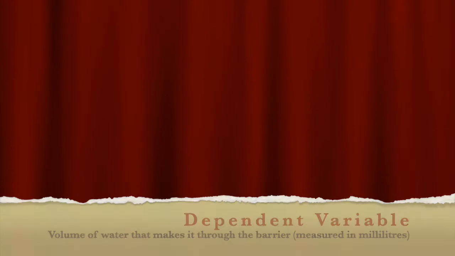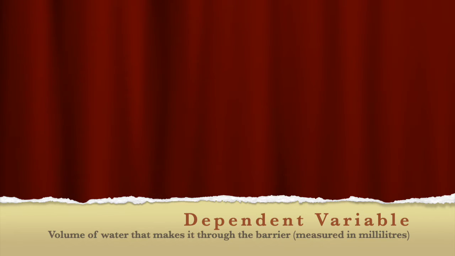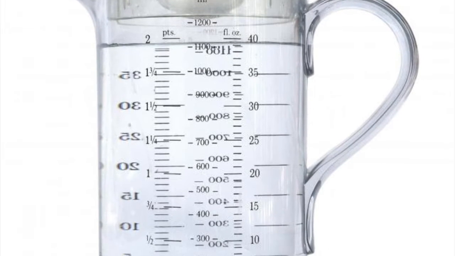The dependent variable in this investigation, or the variable which the scientist is trying to investigate, is the volume of water that makes it through the barrier. This should be collected and measured in milliliters. However, I was unable to for this experiment, so we are analysing our results through visual means.